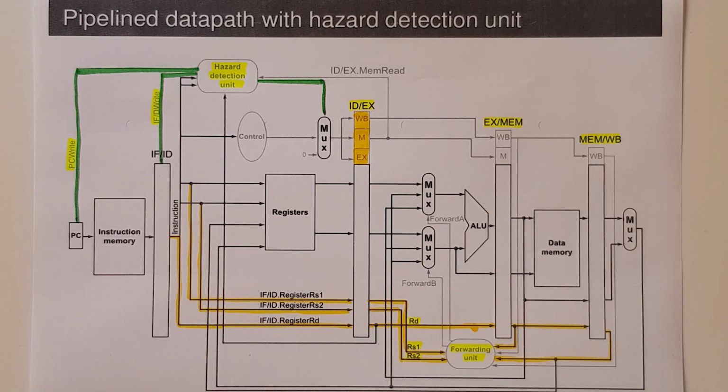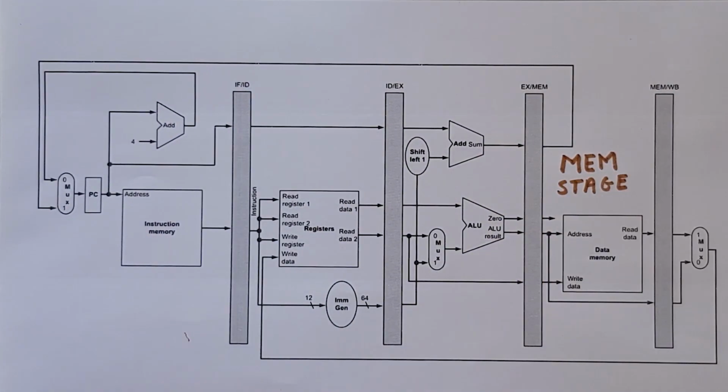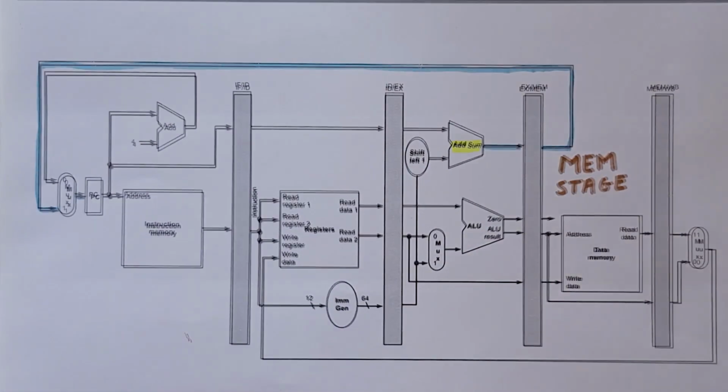The third type of hazard is called a control hazard and occurs when we have a branch instruction. This is a problem because instructions can enter the pipeline when in fact they do not need to be executed due to a branch. Up until now, we have been waiting for the memory stage to resolve the branch, which can result in a loss of 3 clock cycles.